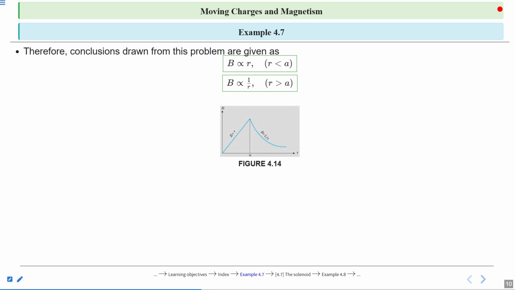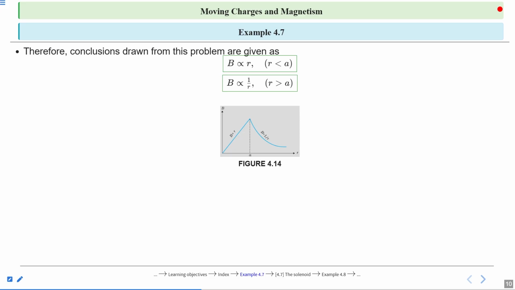You can see in the graph the y-axis is marked as the magnitude of the magnetic field and the x-axis is marked as the distance from the center of the wire. There is a also on the x-axis; a is the radius of the wire, that is, the surface. B is directly proportional to r, so as r increases, B increases till the surface. So at the surface, the magnetic field has its maximum value.